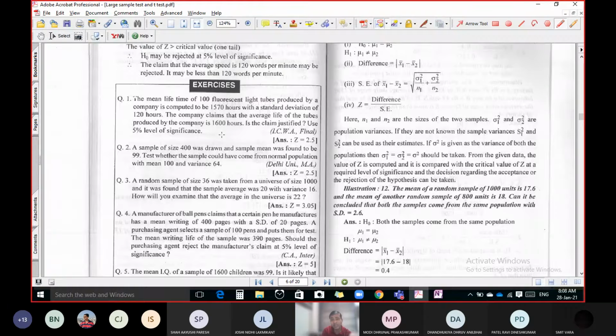Or if the difference is significant, then we can say that no, the claim of the company is not true. The average is not 1600. That is our conclusion. So we have to decide whether the average is really 1600 or not. That is the question.